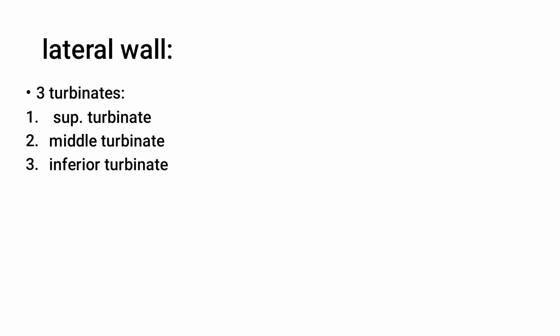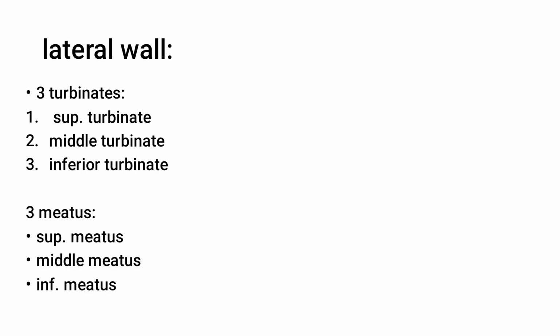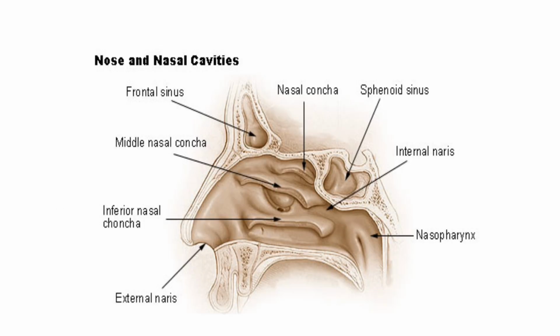Just below these turbinates we have meatuses. So again we have 3 meatuses. Just below the superior turbinate we have the superior meatus. Just below the middle turbinate we have the middle meatus, and so on we have the inferior meatus. Now this is the superior concha or you can say turbinate. This is the superior turbinate. This portion is the middle turbinate and then we have the inferior turbinate.